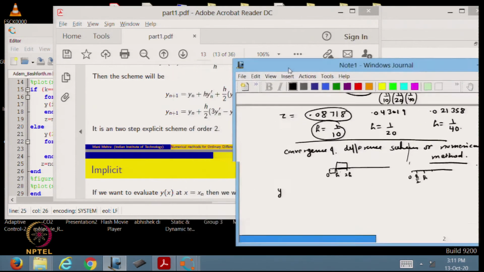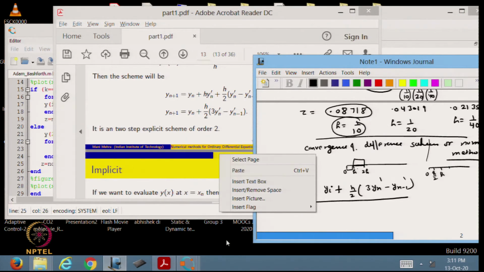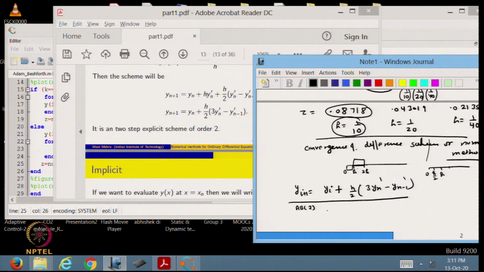So, y i plus 1, numerically we are choosing i instead of n. That does not matter, that is just a variable. This is the difference scheme AB2. Of course, it is a 2-step method, that is why I am choosing it, and it corresponds to step is equal to 2.